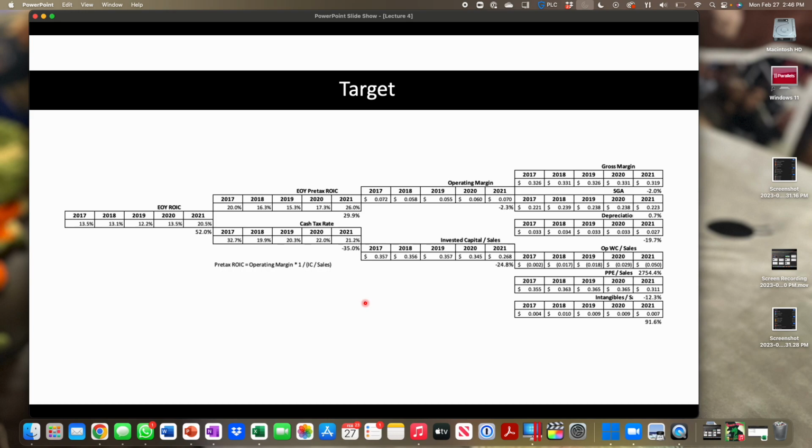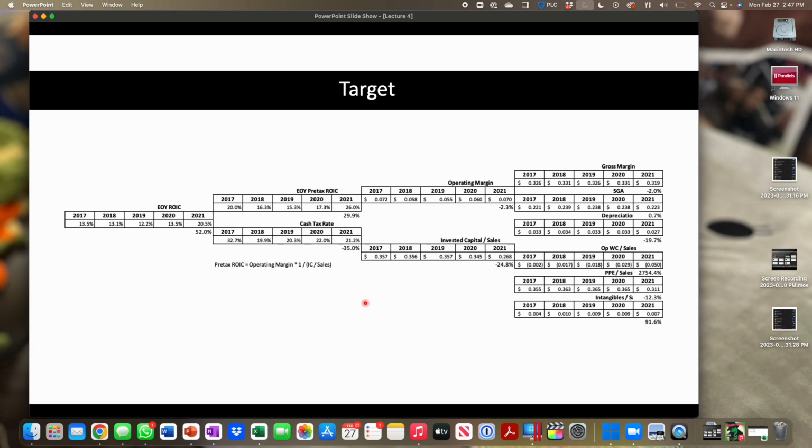But 2 of the 3 drivers, tax rate and productivity, helped their ROIC. Margin was about flat. Everybody with me so far? Right? Now the margin stayed flat, but did anything change on their income statement? Gross margin went from 32.6 to 31.9. So the difference between price and cost of goods sold actually went down. They're actually making less price versus cost of their merchandise over the 5 years.